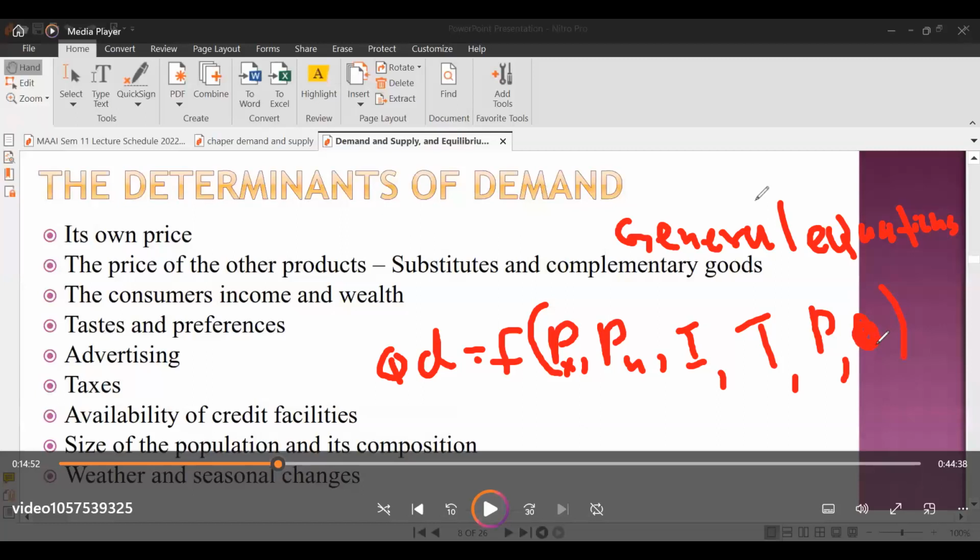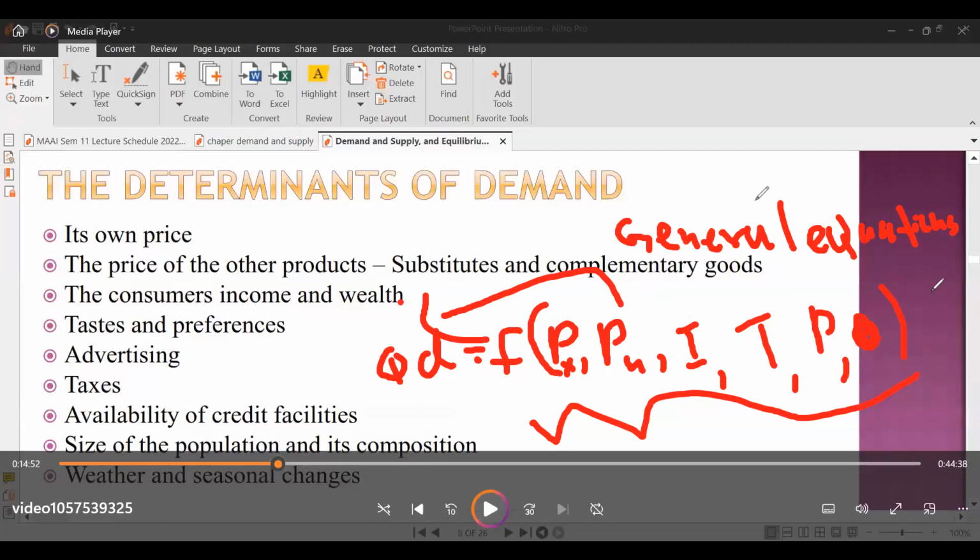This equation we consider as a general equation, the general demand equation. It shows the technical relationship between quantity demanded and the determinants of demand. If we change any of these factors, for example income, taste, or prices of other related goods, then definitely that will change the demand. So that is the general equation.